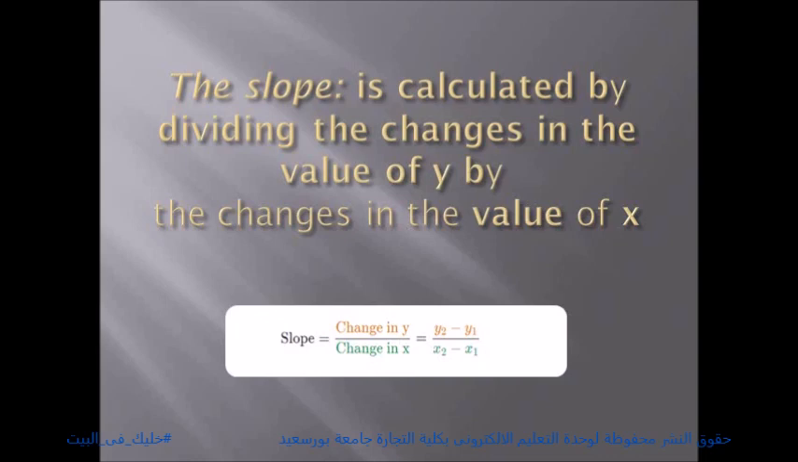The slope, the value of b, is calculated by dividing the changes in the values of y by the changes in the values of x. So slope equals y2 minus y1 divided by x2 minus x1. When we have 2 points or 2 coordinates and we want to know the formula of the line that goes through them, we must start with the slope.